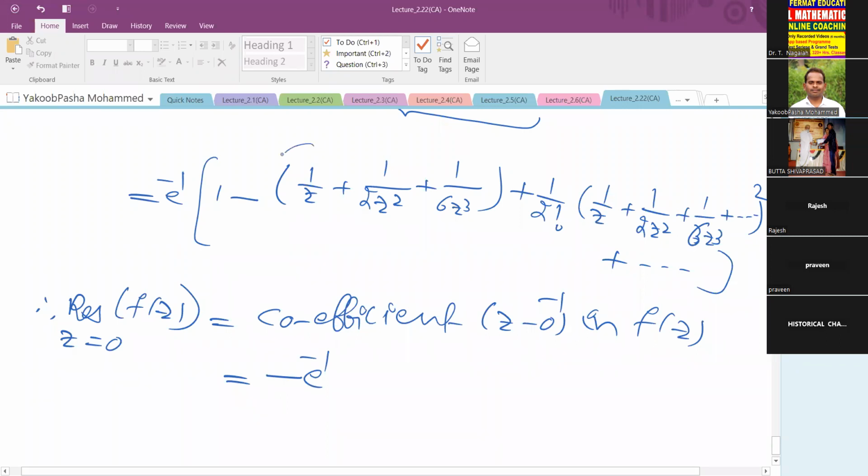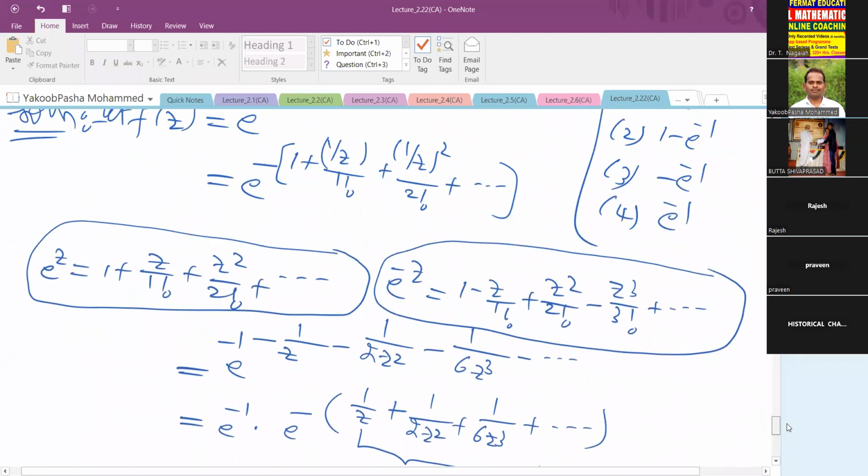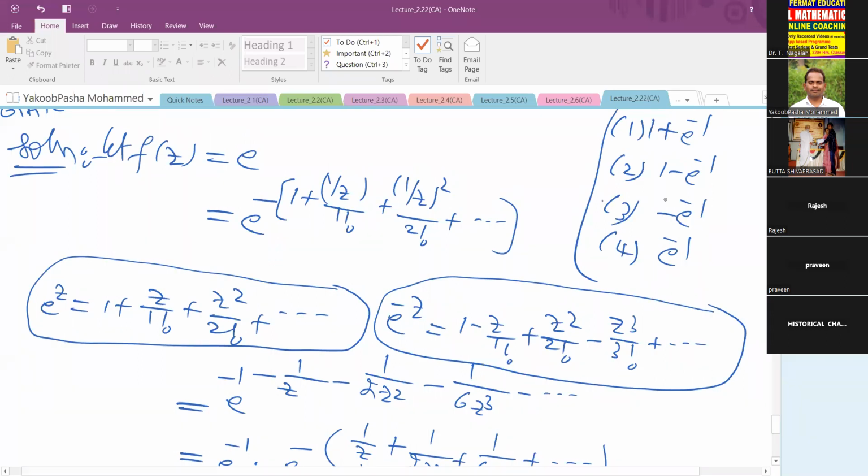So this is the 1 by z term. That means we have to take the coefficient of 1 by z. This coefficient is minus 1 and we have e to the power of minus 1 before this. So this is the residue of the function. Minus e to the power of minus 1 is the answer, so the third option is the right option.